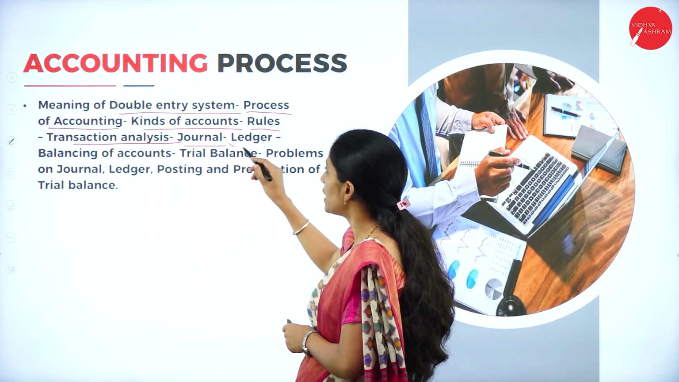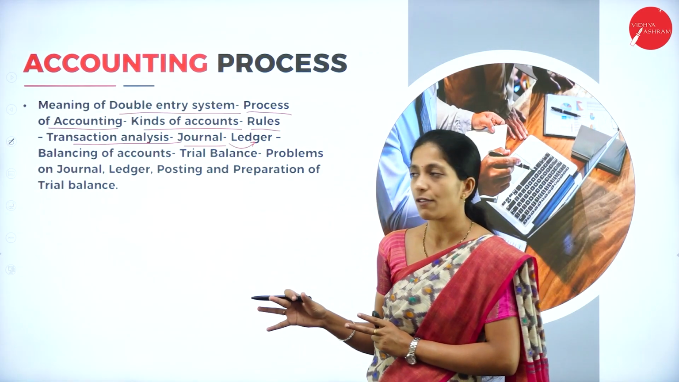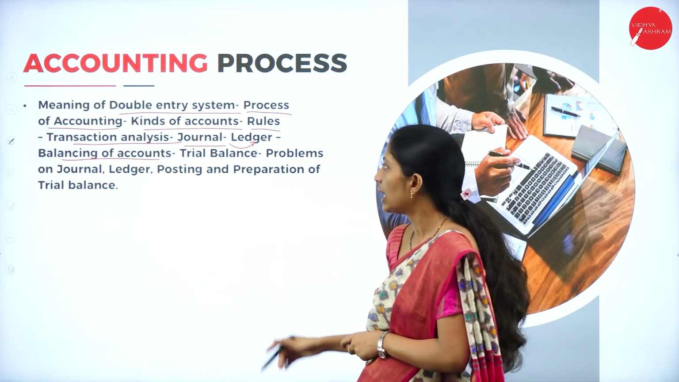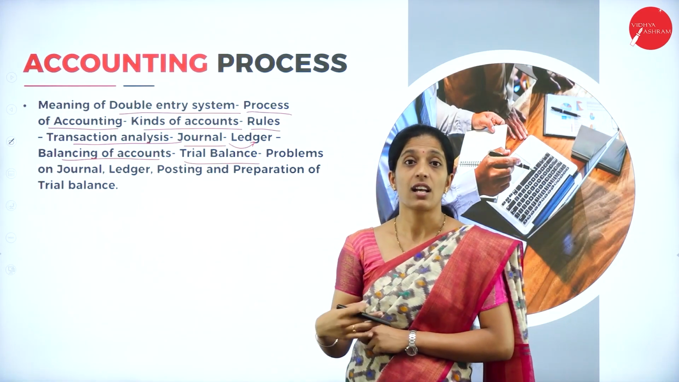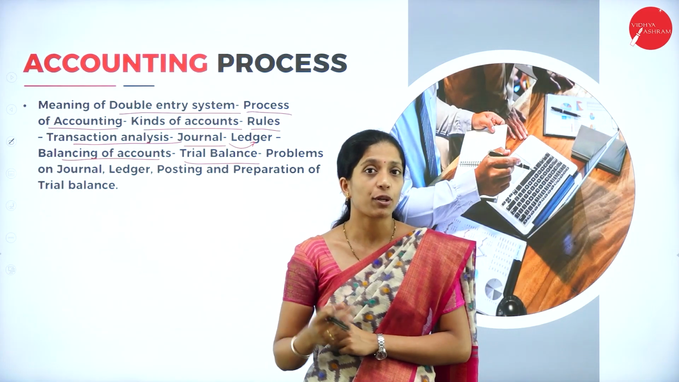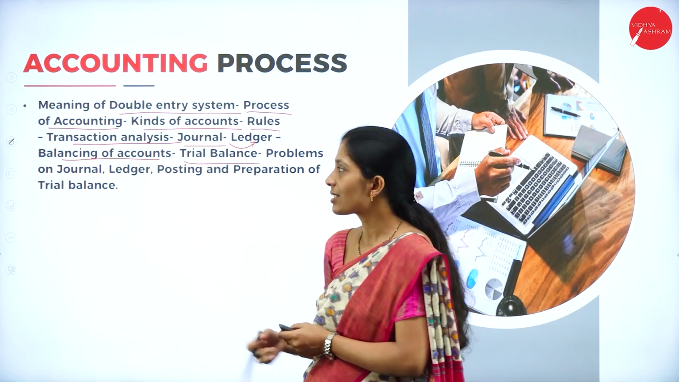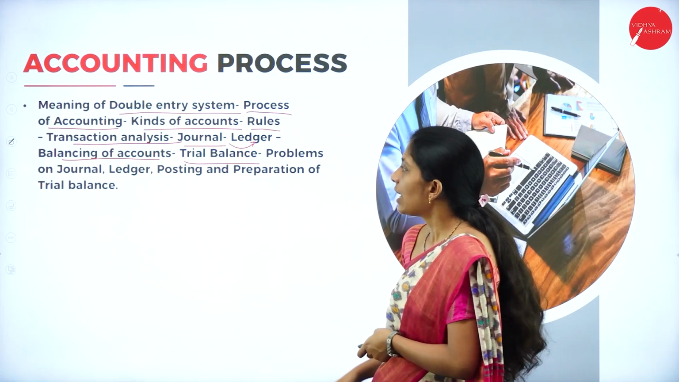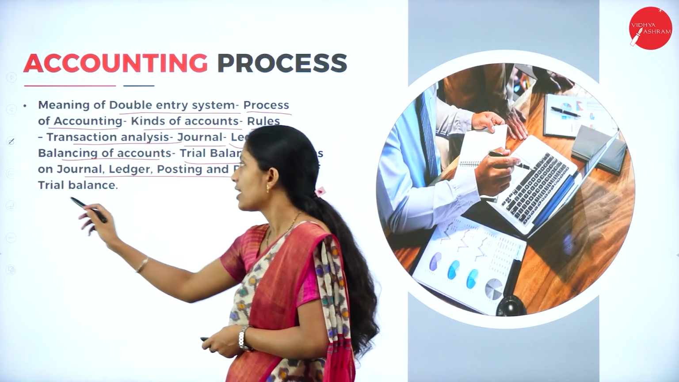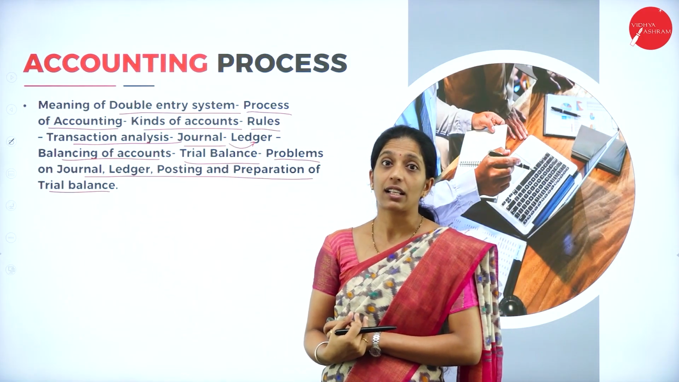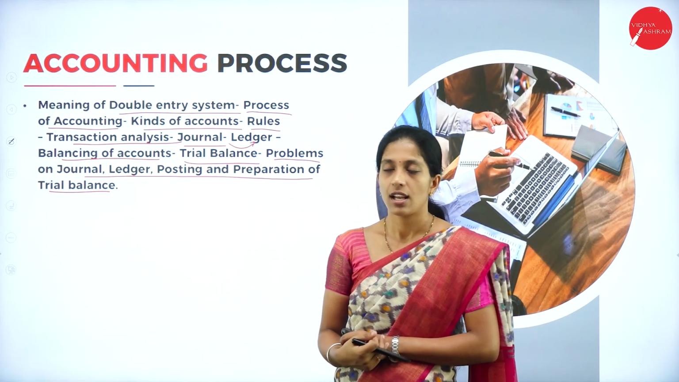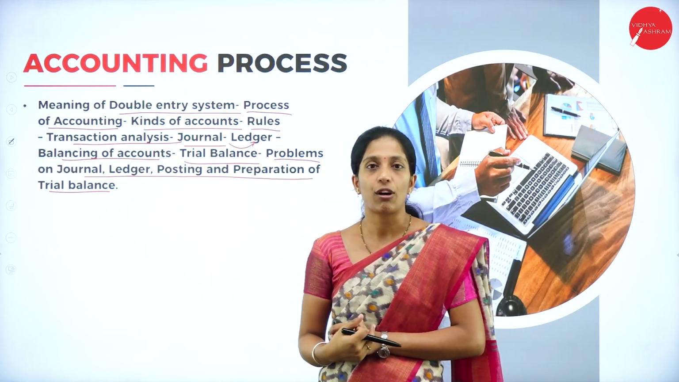After the journal, you will learn about the ledger, where the classification of accounts takes place. Then you will learn about the balancing of accounts, how to balance the ledger account. Next, you will learn about the trial balance, that is, how to prepare it. In order to check the accuracy of journal and ledger, you have to prepare a statement called the trial balance. Next, problems on journal, ledger, posting and preparation of trial balance. You will have practical problems here. These are the few concepts you will learn under accounting process.